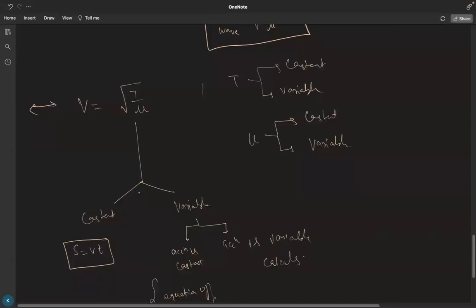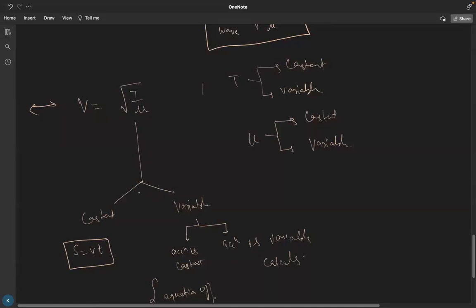So we have actually two terms, tension and the linear mass density. When the linear mass density is variable, then the speed is variable. When the tension is variable, then the speed is variable. And the same for the constant cases. When the tension is constant, the speed is constant. When the linear mass density is constant, the speed is constant.